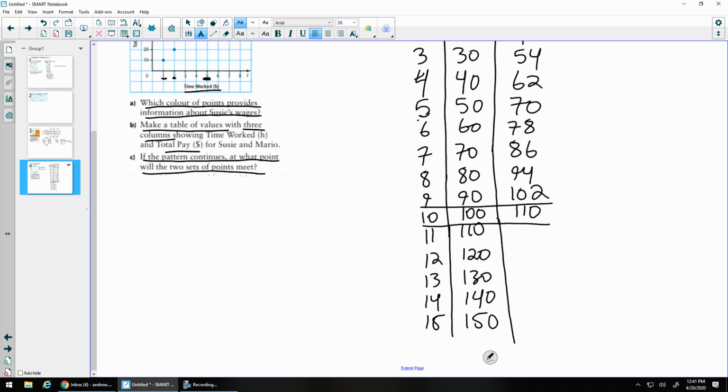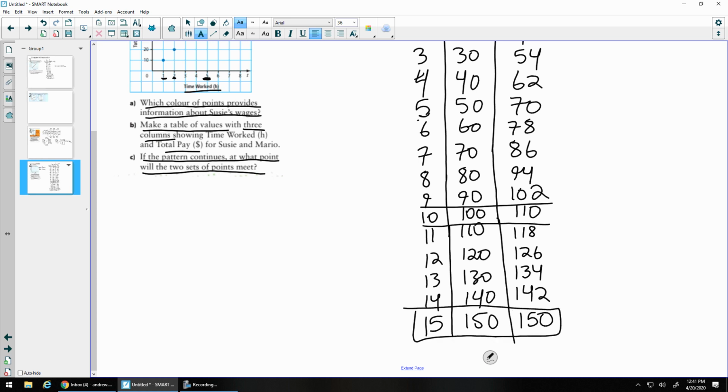I will show you another way to solve it, but it's a little bit beyond the math that we're doing now. So 110, then 118, and then 126, and then 134, and then 142, and then look at 150. Okay, so after 15 hours of working, they will be getting paid the same amount.